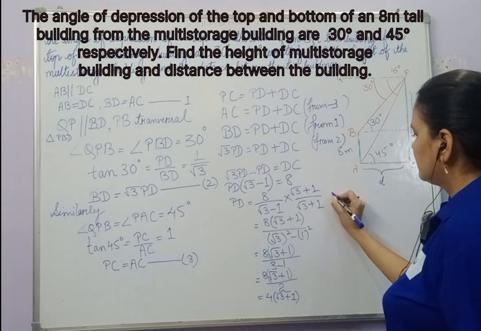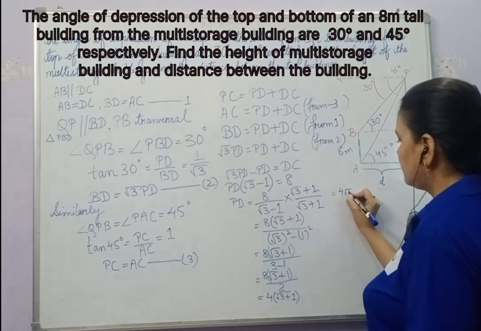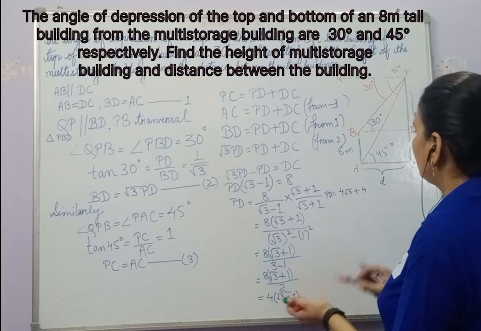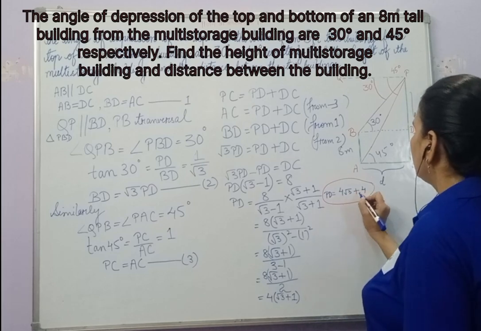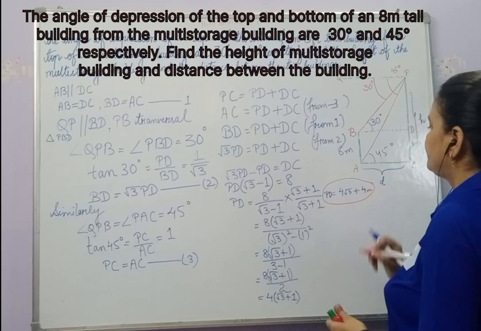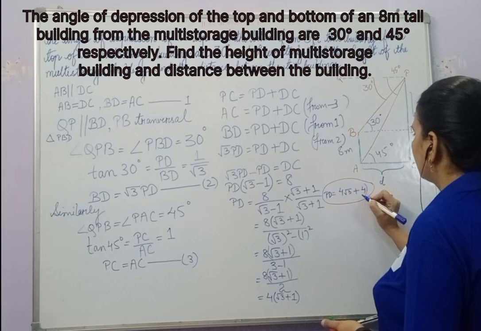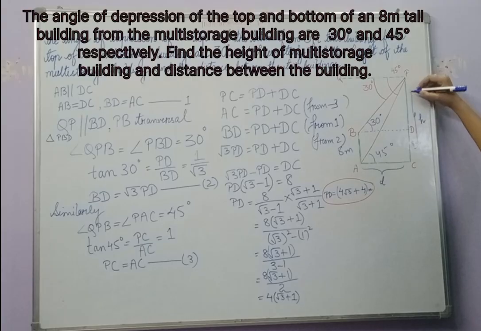Now multiply. It will come 4 into root 3 plus 4. So PD is equal to, the value of PD has come, this 4 root 3 plus 4. This is in meter. Okay. Or I'll mention in bracket, in meter. So we know the value of PD. It has come up to be 4 root 3 plus 4 meter.